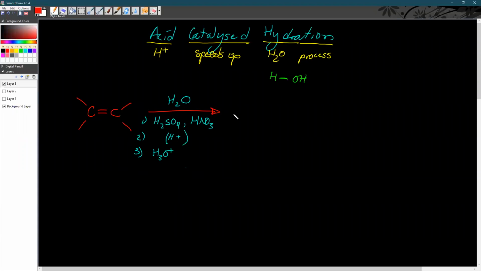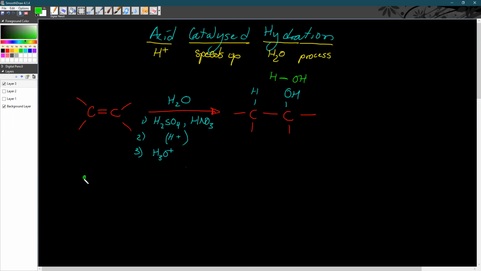What's the process? Well, we're going to be degrading that carbon-carbon double bond into a single bond, and we're going to be adding that H and OH across the carbon-carbon bond, okay?